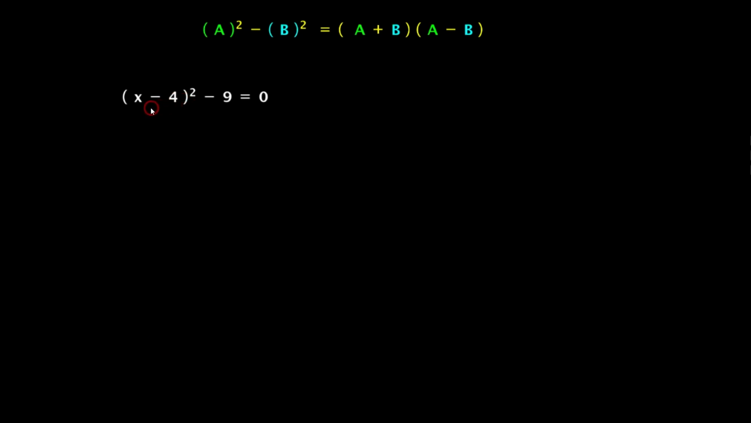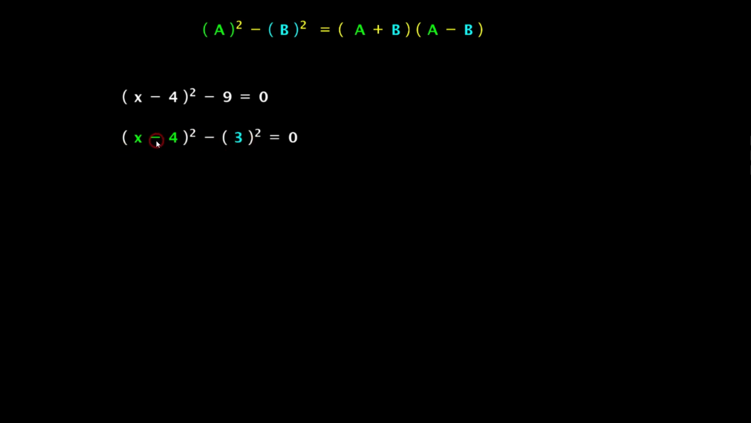In this example, we have a group of terms, two terms inside a power of 2, so (x minus 4) squared minus 9. Can we put the 9 inside a square? Then it will be a difference of 2 squares. The first one is a group which is under the square. The second one is 3 under the square, which is 9.